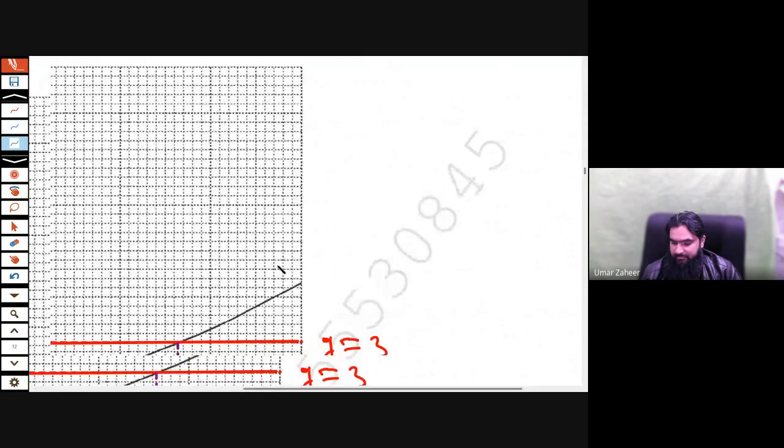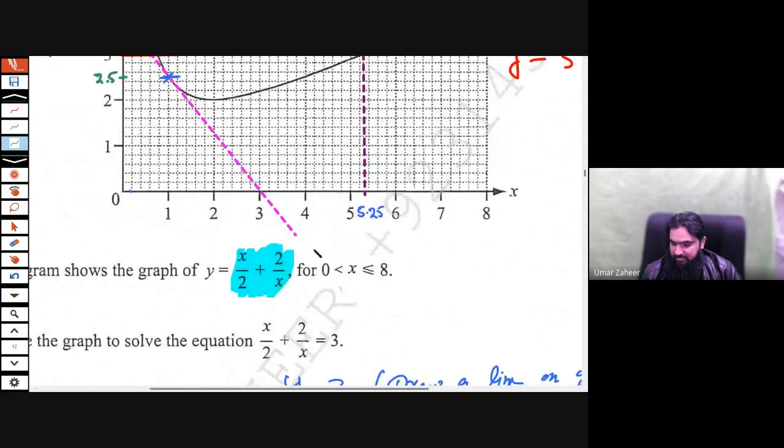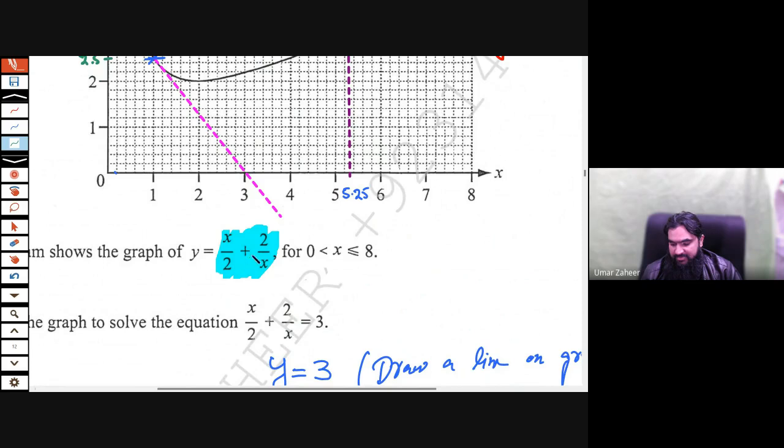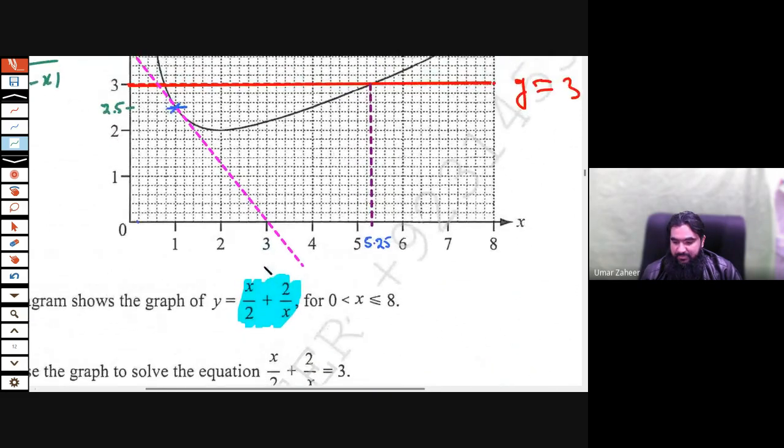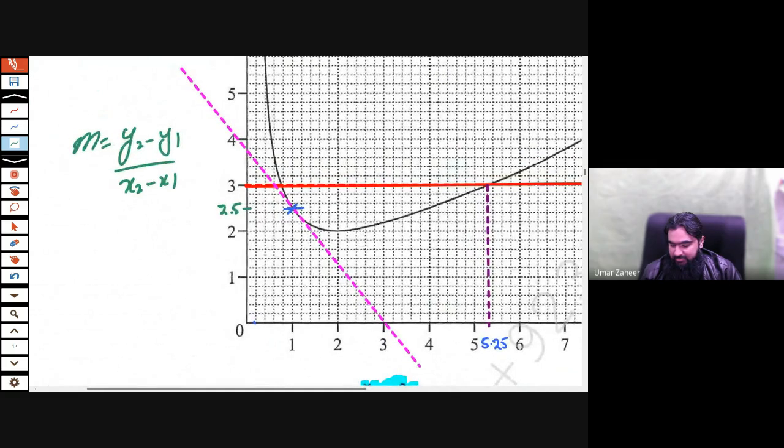Just substitute it. 1 over 2 plus 2 over 1. So 2 plus 1 over 2, that is 2.5 as well. So this point is 1 comma 2.5, and choose any suitable point. Yeah, here we are getting the exact point. So we'll get the point 3 comma 0.